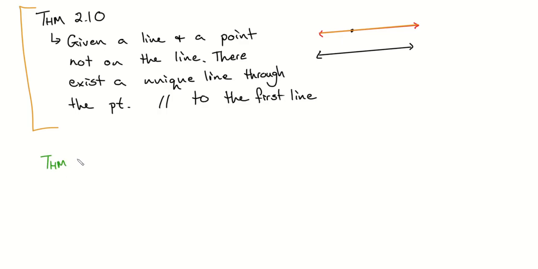Theorem 2.11. This one does get a name. It's important. Have you ever seen me shorthand stuff because I don't like to write? Yes. Okay. I'm going to shorthand this one. I want you to shorthand this one. Everybody should shorthand this one. This is called the triangle angle sum theorem.